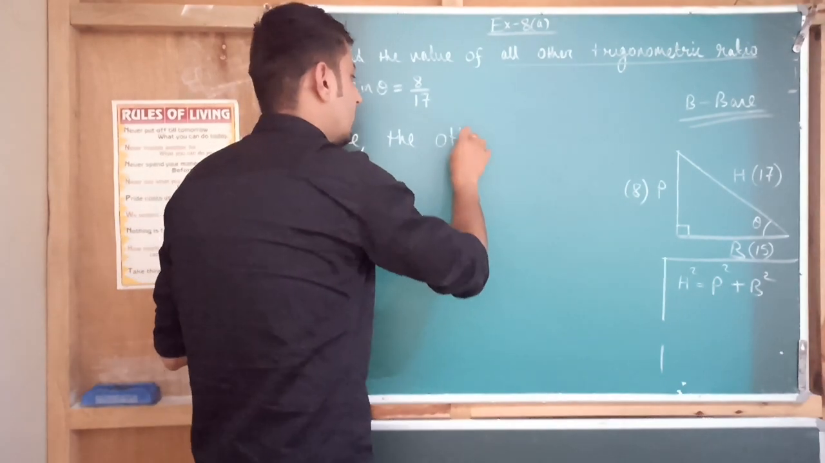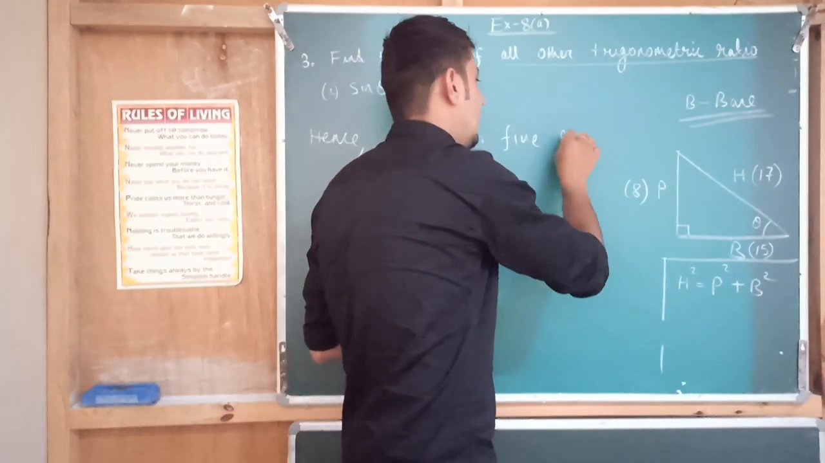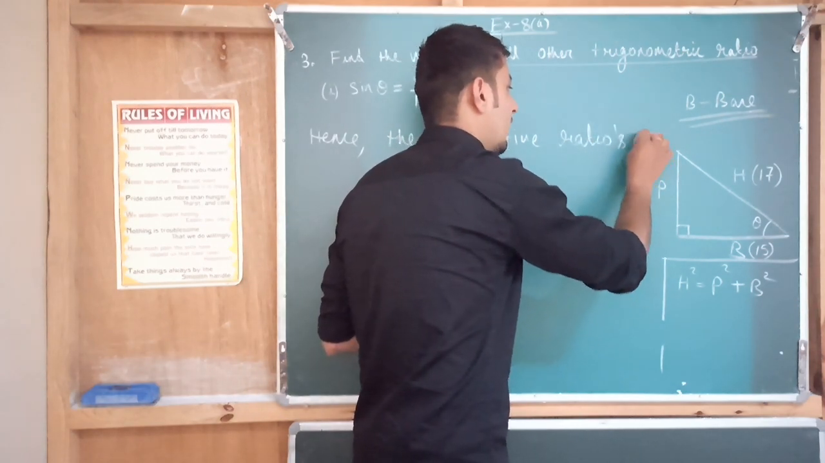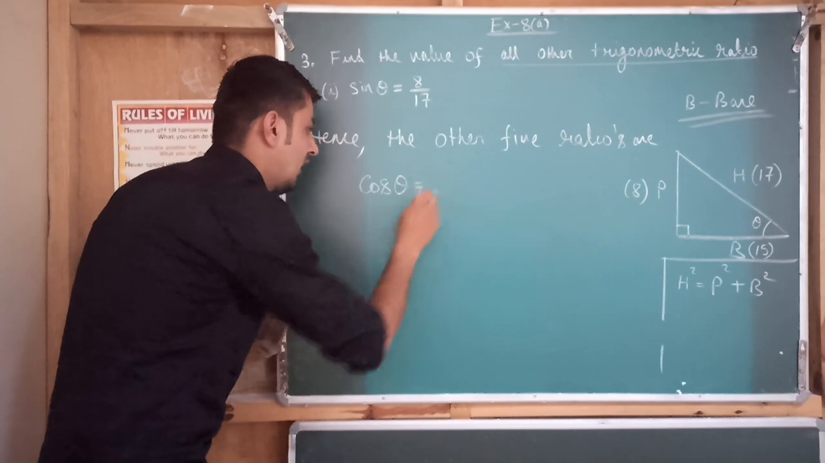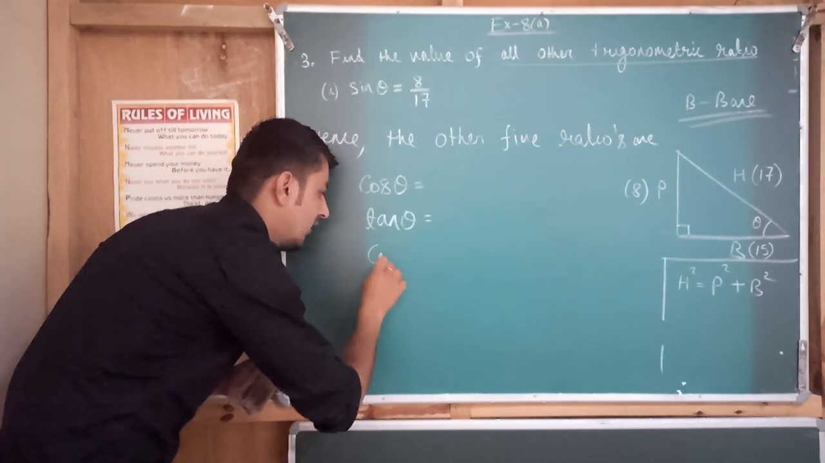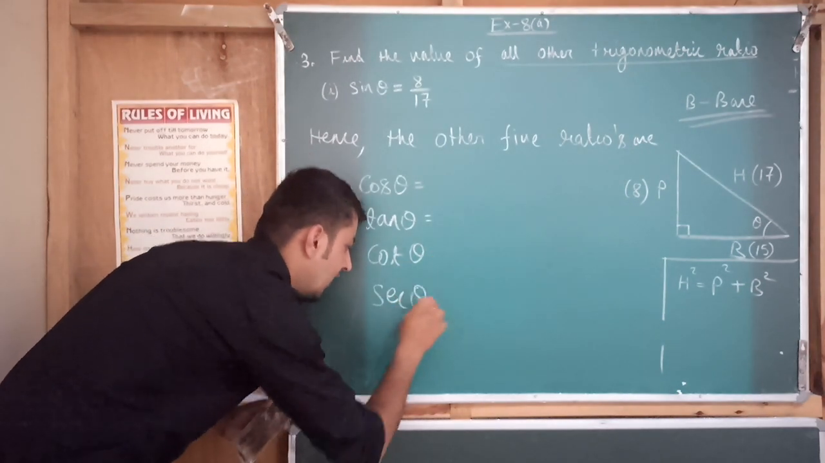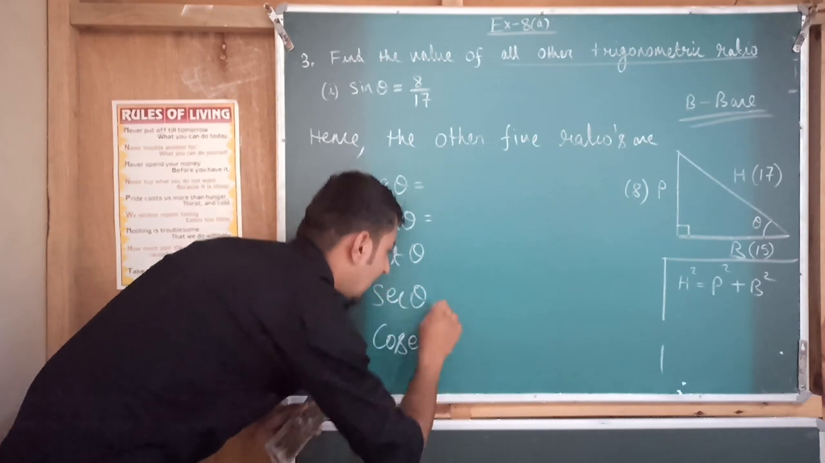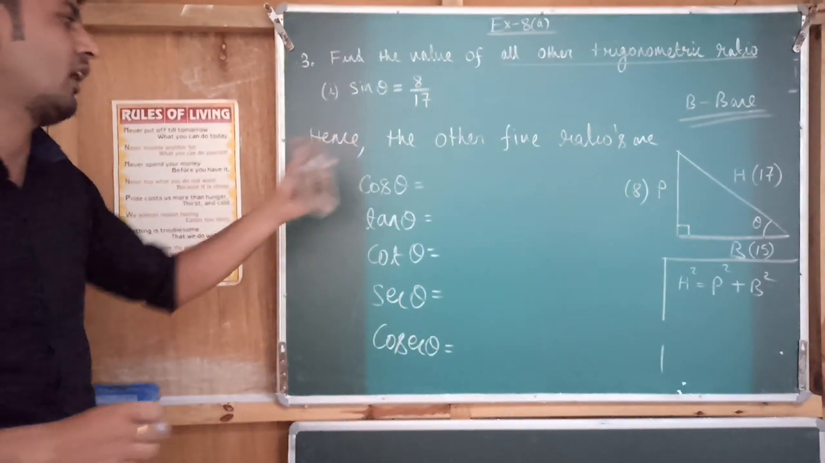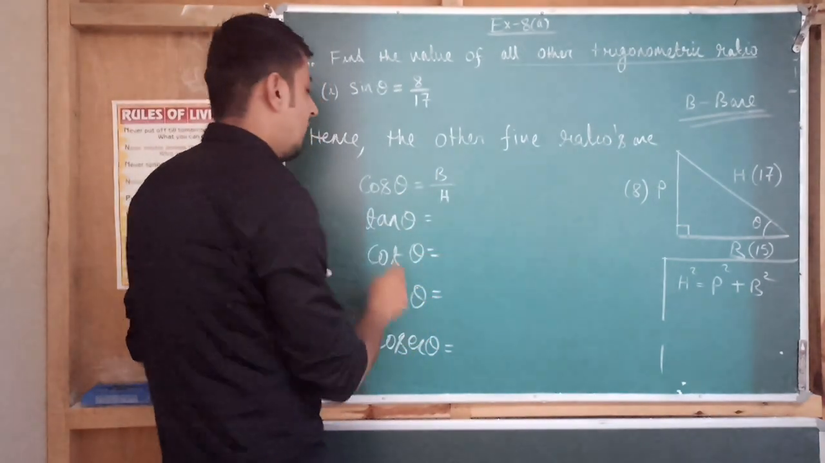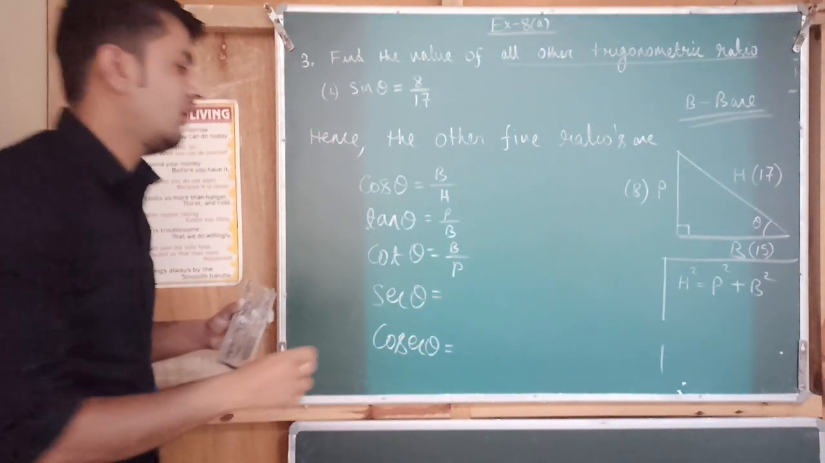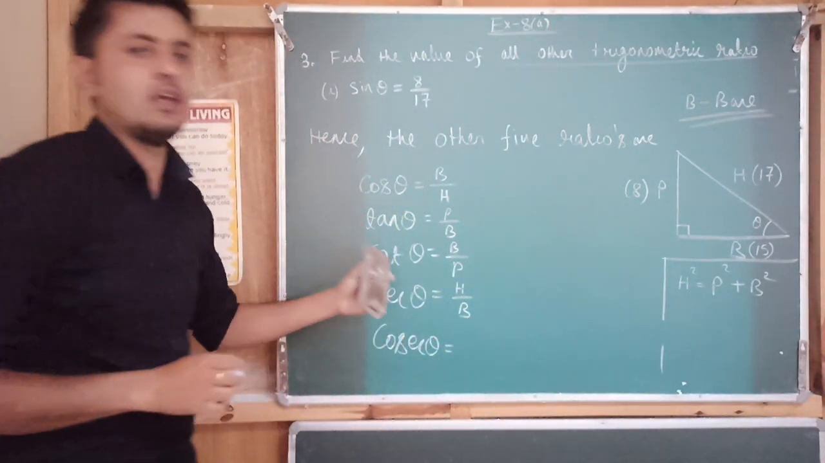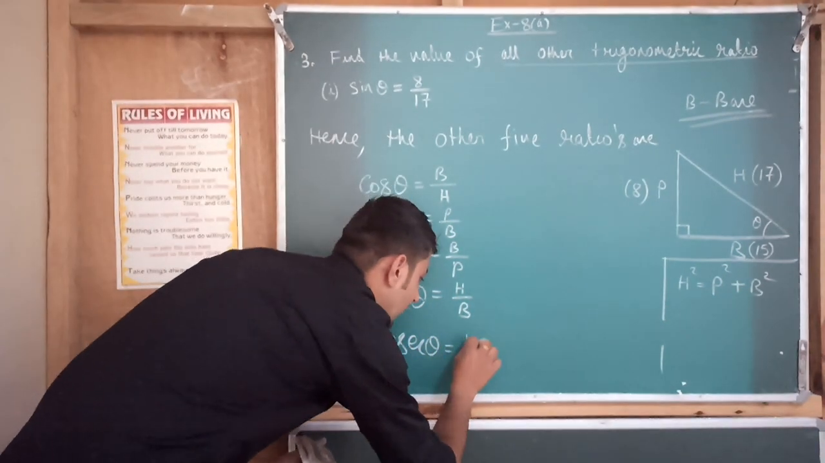Hence, the other 5 ratios. Sin theta is already given, so you will write cos theta, tan theta, cot theta, sec theta, and finally cosec theta. Kindly write down the trigonometric ratios. Cos theta is b by h. Tan theta is p by b. Cot theta is b by p. Sec theta is h by b. And finally, cosec theta is h by p.